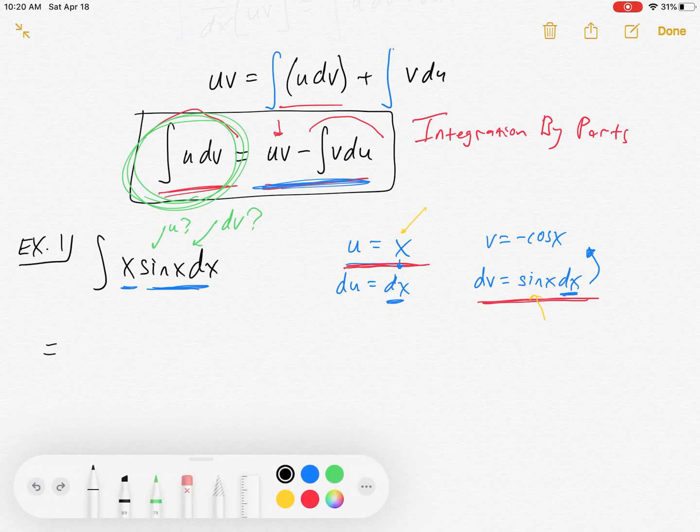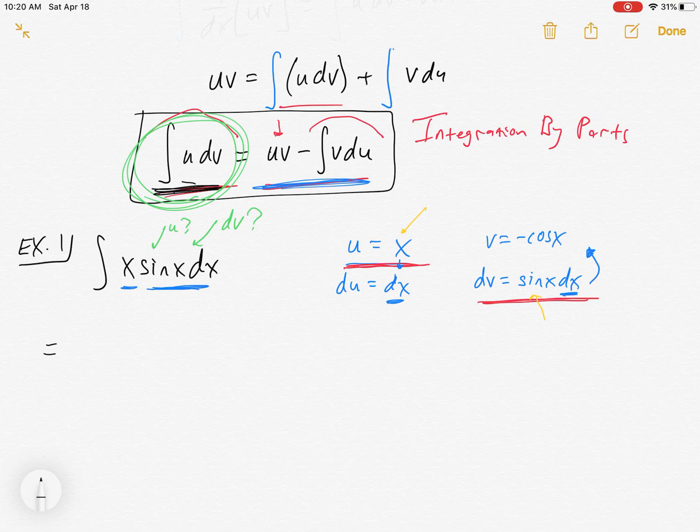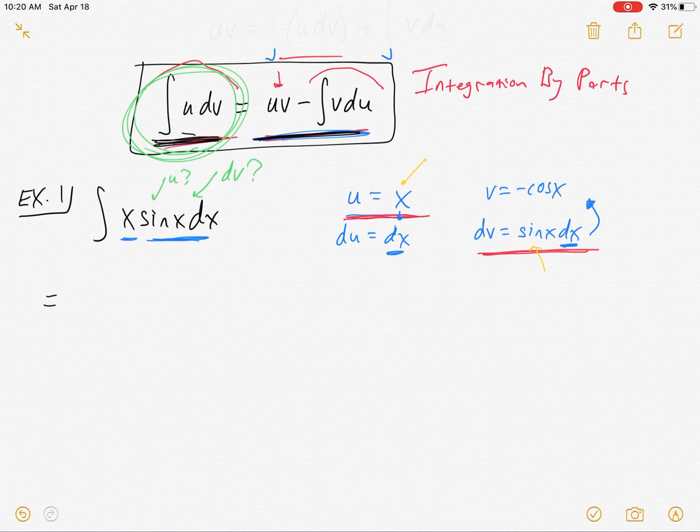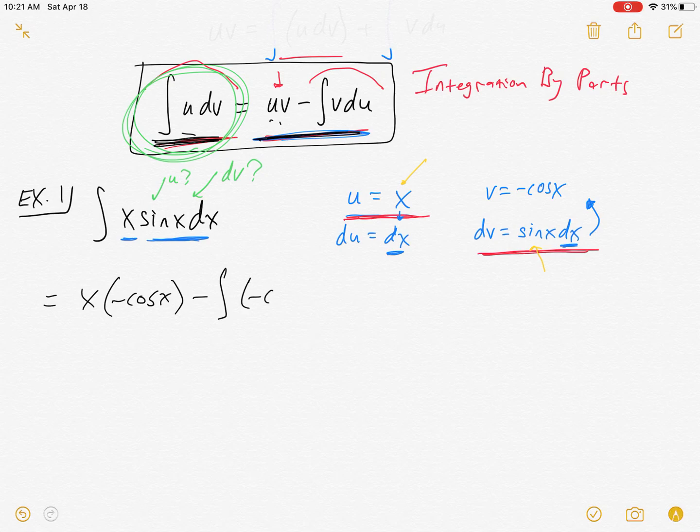So now using integration by parts, I'm going to do it their way and then I'll show you my way. It says you can transform this to this. The instructions say write uv, so I'll write x times negative cosine x. Then it says write a minus. Then put an integral. Then put your v. Then put your du.